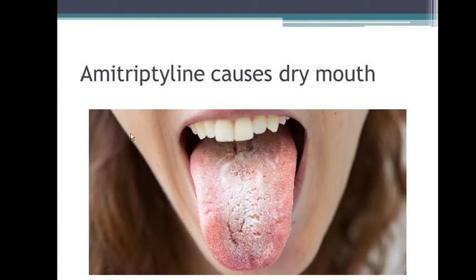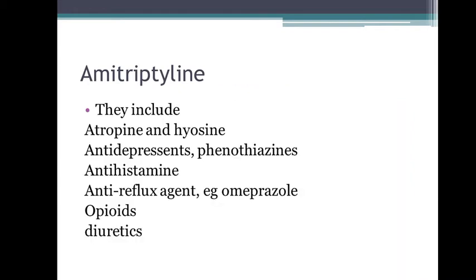Amitriptyline, this drug causes dry mouth. This is how clinically the dry mouth looks like. So it's very important to ask the patient these questions. You have to ask the patient what type of drug or medication he is taking. Drugs that cause dry mouth include atropine, hyoscine, antidepressants, phenothiazines, antihistamine, anti-reflux agents like omeprazole, opioids, and diuretics.